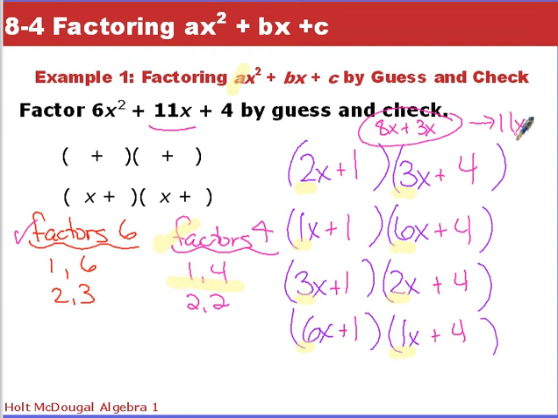So this one happens to be 2x plus 1 times 3x plus 4. We got lucky here. This one is our factored form. But let's continue on ahead.